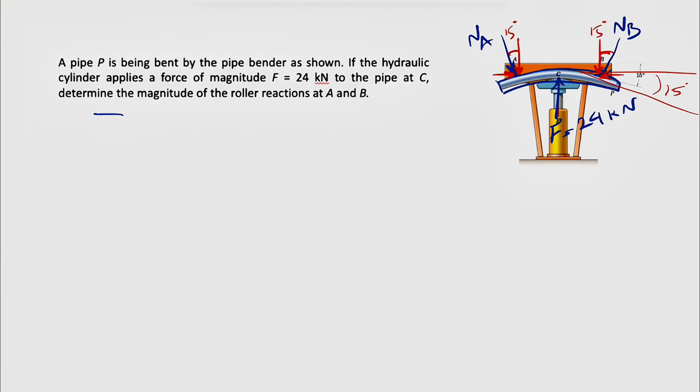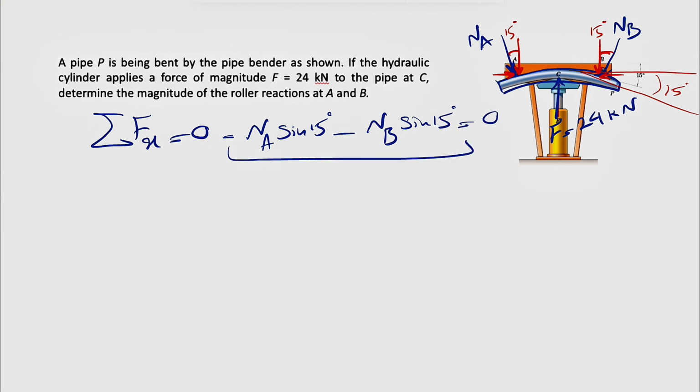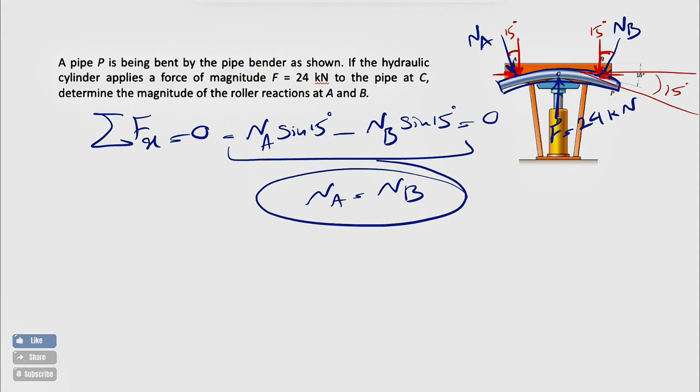So we are in equilibrium. We have our equilibrium equation, sum of all forces in x direction. And if we do what we have for x, we're going to have NA sine of 15 degrees, this one positive, minus NB again sine of 15 degrees. And this is going to give us NA is equal to NB, which is the conclusion that we had from the symmetry of this pipe.